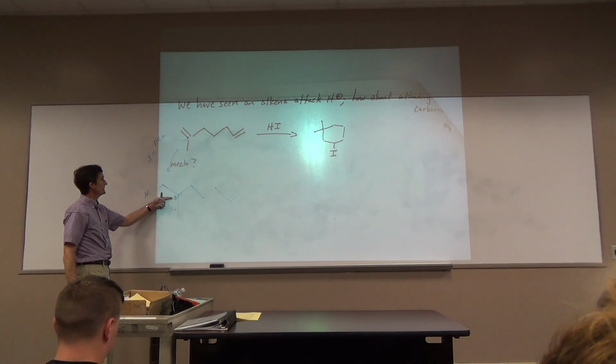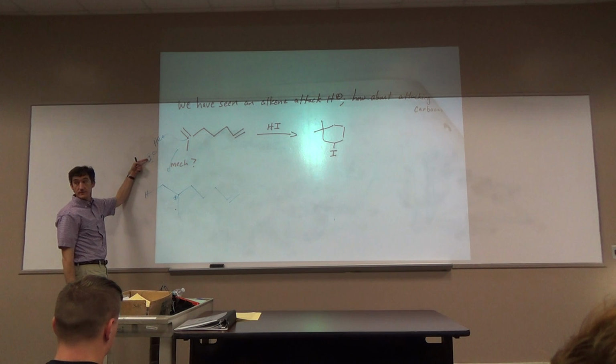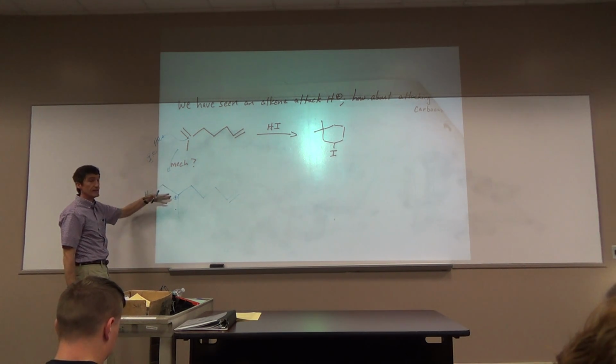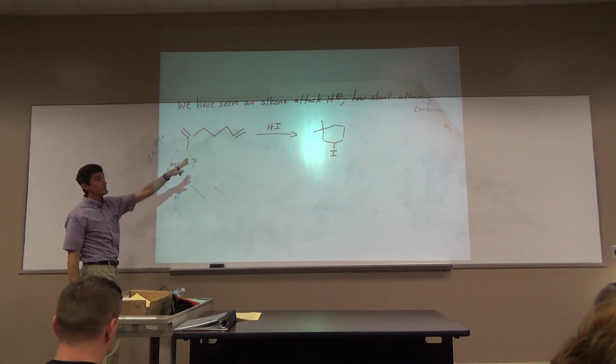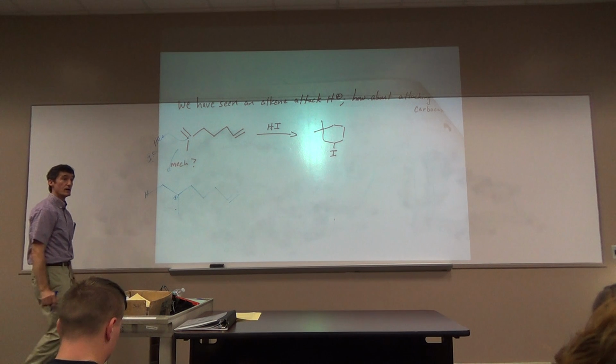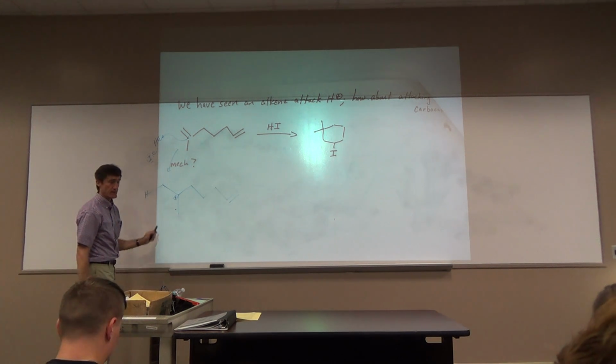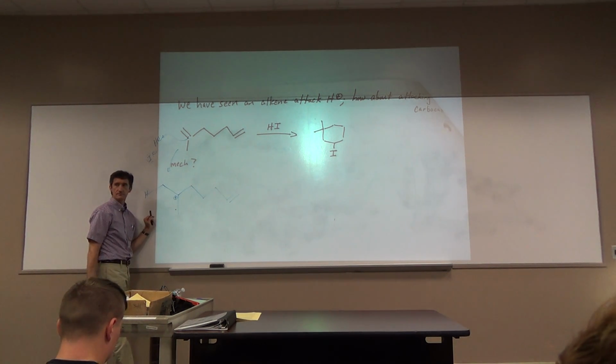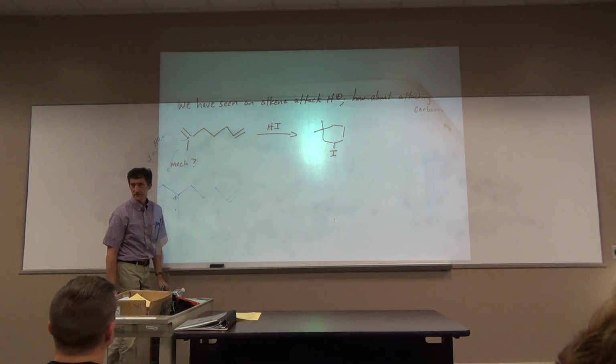What can attack the cation? Well, the iodine can. And we will have added HI to the molecule, but it won't be that product. So what else can we do? What else can add to the cation? The pi bond. We've got this alkene over here.